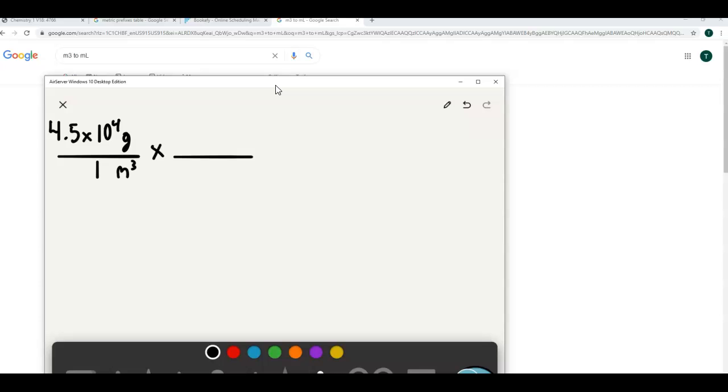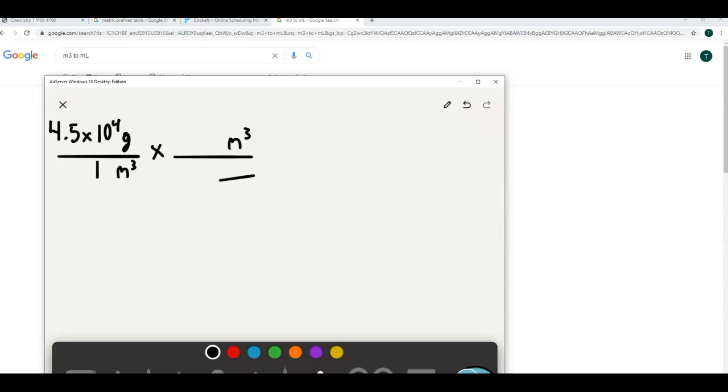So I have meters cubed on the bottom, right? Which means I know meters cubed has to go on the top, because I'm always trying to cancel out my units. If it's in the denominator, it goes in the numerator. If it's in the numerator, it goes in the denominator, right? Okay, and what I'm trying to cancel out is up here, right?